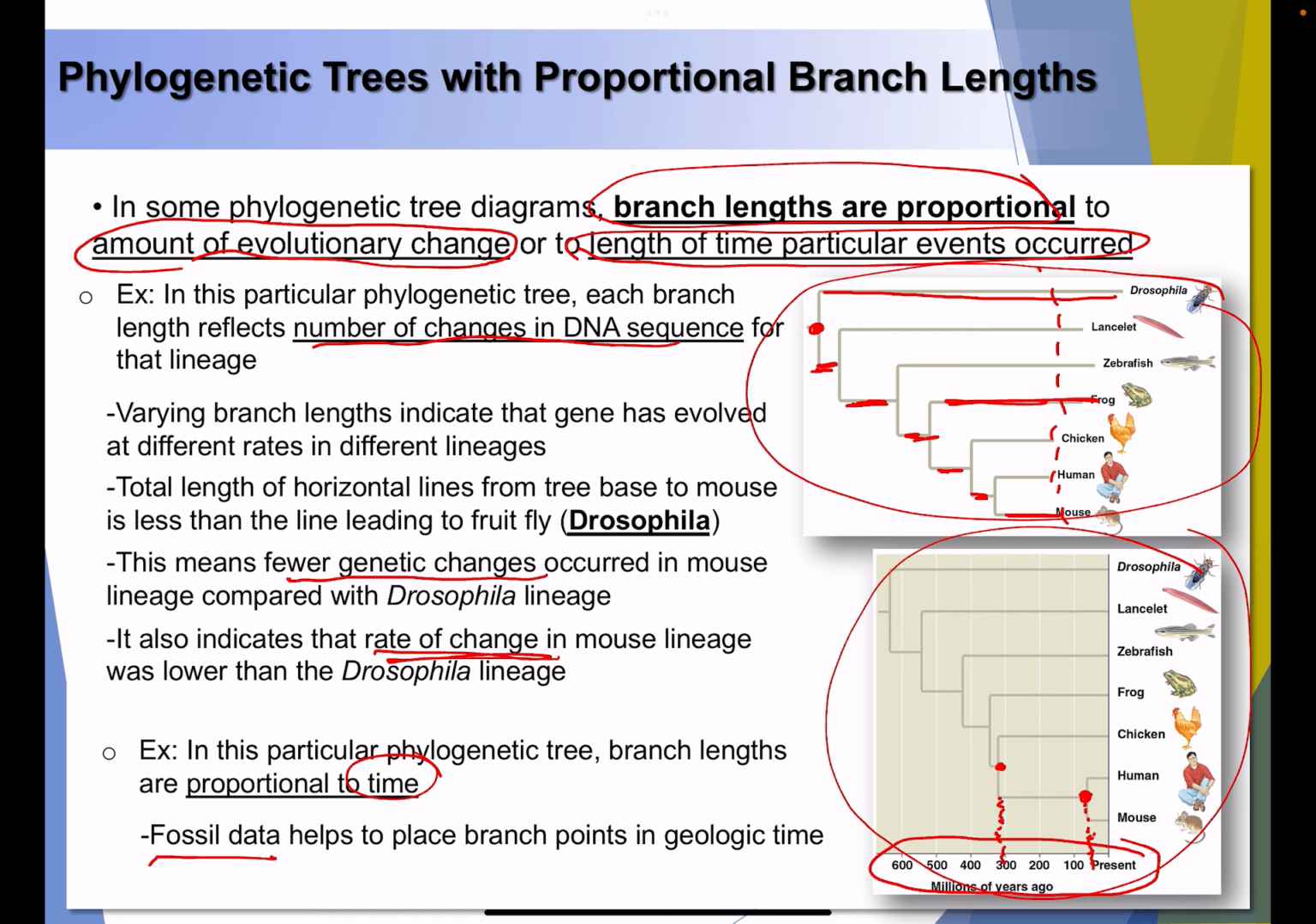Okay. So now remember that if no indication was made on the phylogenetic tree saying that this is proportional to time or evolutionary changes, then remember that branches only show patterns of descent and nothing else for a general phylogenetic tree. These are special ones where branch length is proportional to evolutionary change or time down here.